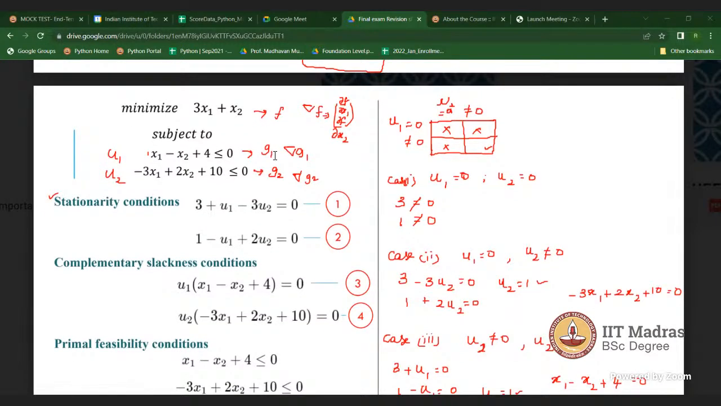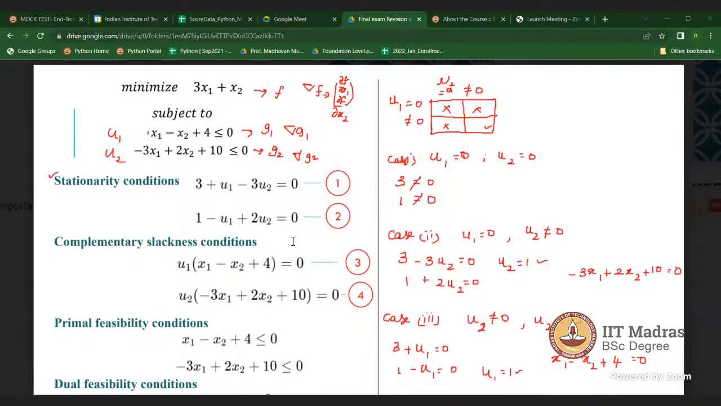When you partially differentiate it with respect to x1, we have 3x1 plus x2, which gives 3. Then u1 into x1 minus x2 plus 4 gives only u1. So you have 3 plus u1 minus 3u2 equals 0, and when you partially differentiate with respect to x2, you have 1 minus u1 plus 2u2 equals 0.